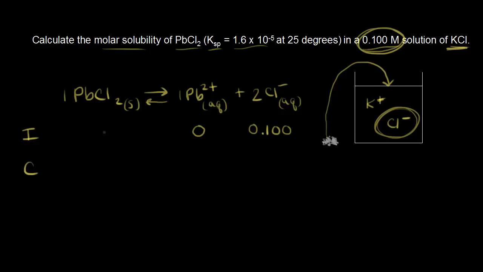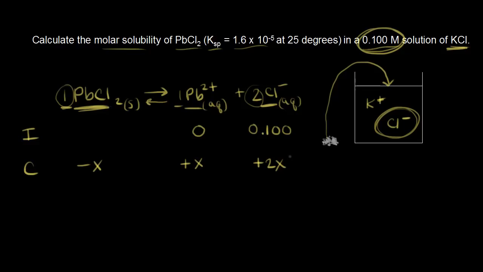Next, we think about the change. So some of our lead 2 chloride is going to dissolve, and let's make that concentration X. So we're going to lose a concentration of lead 2 chloride. And for every 1 mole of lead 2 chloride that dissolves, we get 1 mole of lead 2 plus ions in solution. So if we lose X for lead 2 chloride, we gain X for lead 2 plus. And for every 1 mole of lead 2 chloride that dissolves, we get 2 moles of chloride anions. So we're going to gain 2x here for our chloride anions.